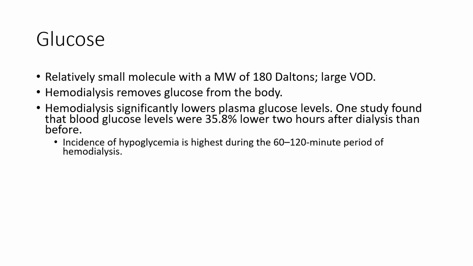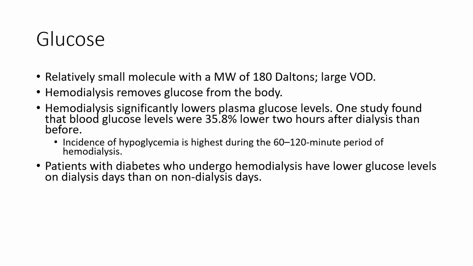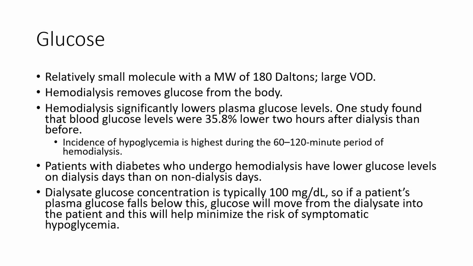One study found that blood glucose levels were 36% lower 2 hours after dialysis than before, and the incidence of hypoglycemia is highest during the 60 to 120 minute period of dialysis. Patients with diabetes who undergo dialysis have lower glucose levels on dialysis days than on non-dialysis days. Recall that dialysate also contains glucose, specifically in the form of dextrose, which is chemically identical. So if a patient's plasma glucose falls below 100, then glucose will move from the dialysate into the patient, and this will help minimize the risk of symptomatic hypoglycemia during a dialysis treatment.